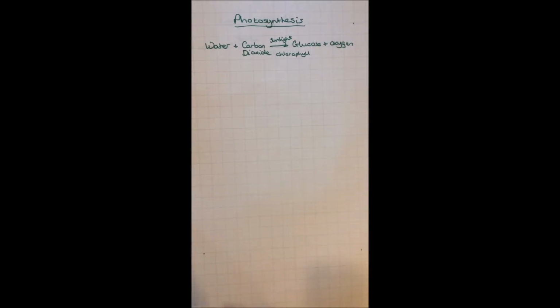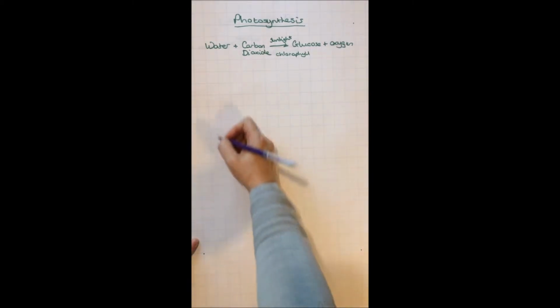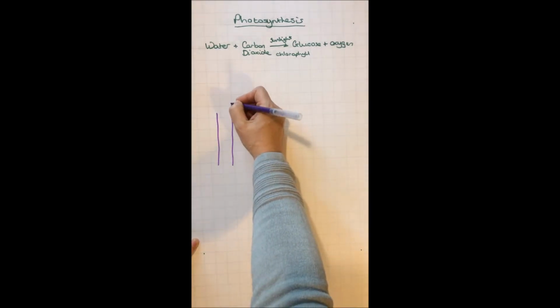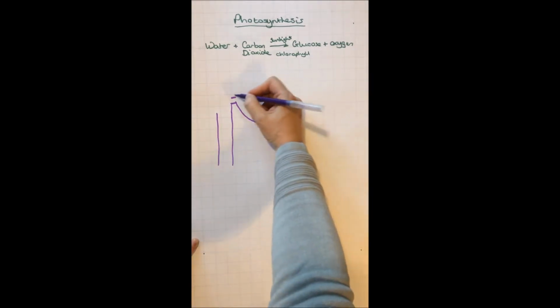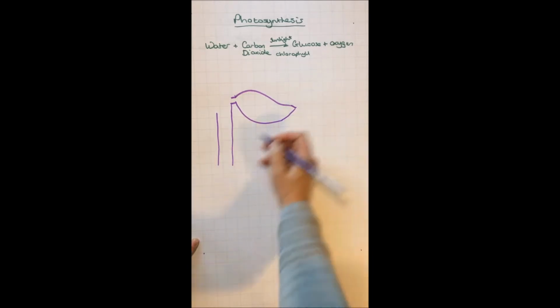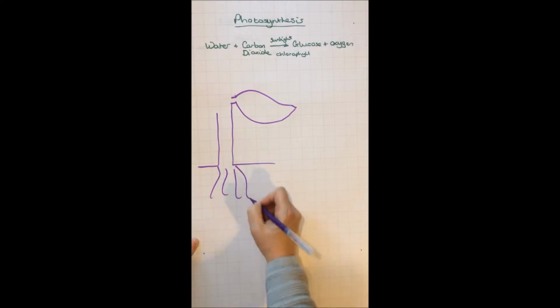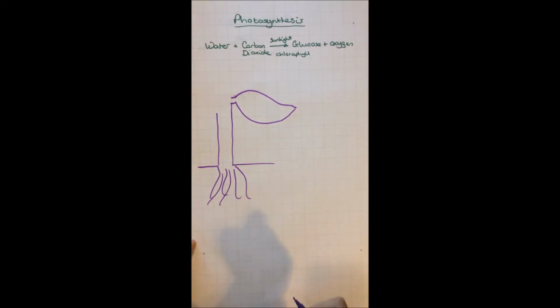So let's have a little look at what actually happens inside the plant to allow this to happen. So where does the water come from? Where does the carbon dioxide come in? So I'm going to draw a not very good plant. So this is my leaf. And then here under the ground, I have my roots. Okay, there we go. So very simplistic plant.